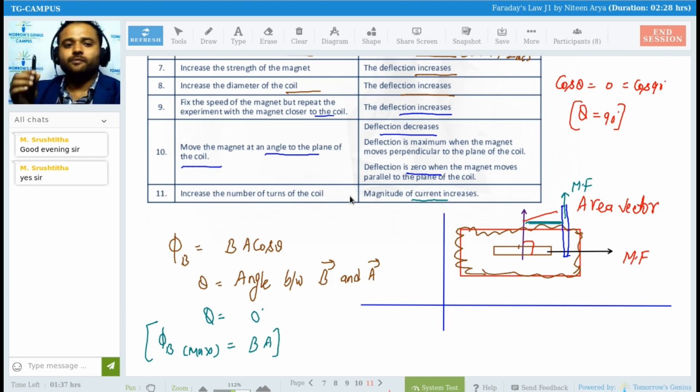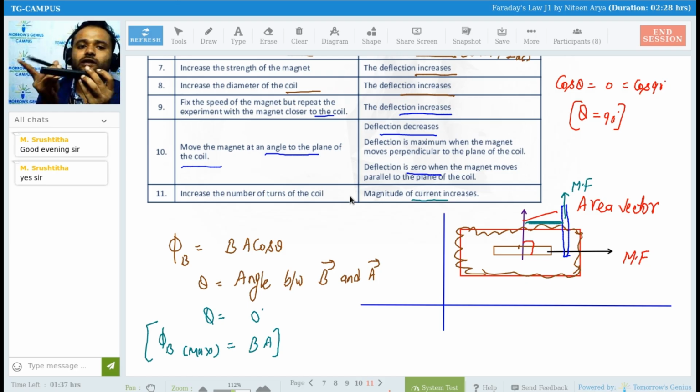Suppose this is a plane. This is the area vector, and my finger is going to be the magnetic field. So when my finger is perpendicular to the plane, you can understand that the area vector and the magnetic field direction are parallel.